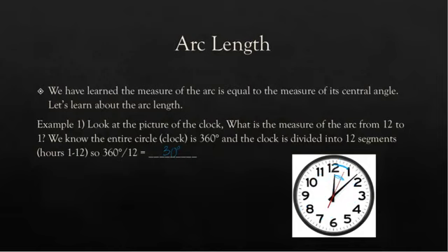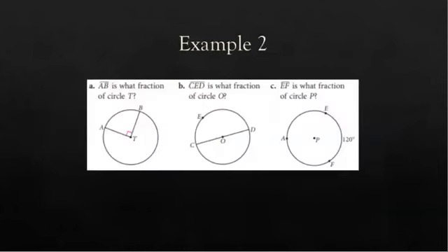Let's look at another example. What fraction of its circle is each arc? On this first circle, T, we have the arc AB. If the central angle is 90 degrees, then we know the arc is 90 degrees, which means it's a quarter of the circle. It's 1/4 of the circle, because if we were to keep drawing, we would get 4 90-degree angles within that circle.